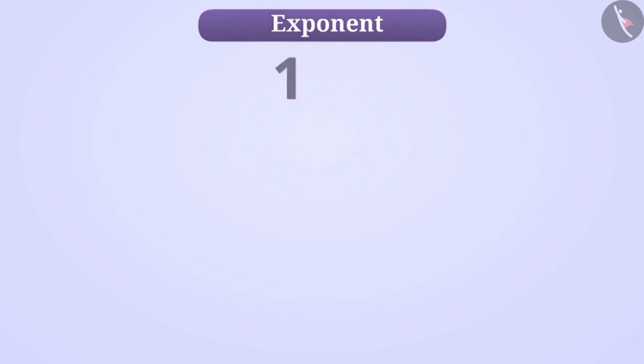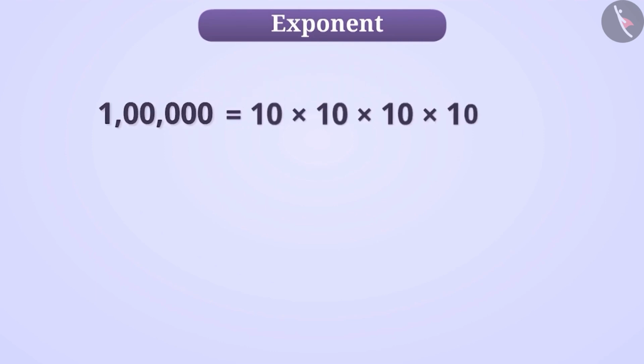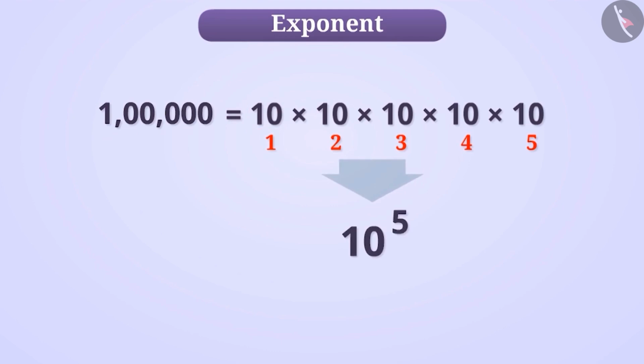Let's talk about the number 100,000. We can express this number as 10 multiplied by 10 multiplied by 10 multiplied by 10 multiplied by 10. Seeing this, we can say that here 10 is the factor of this number. Here 10 has been used 5 times as a factor. As an exponent, we can express this number as 10 to the power of 5, here 10 is the base of this number and 5 is the exponent of this number.